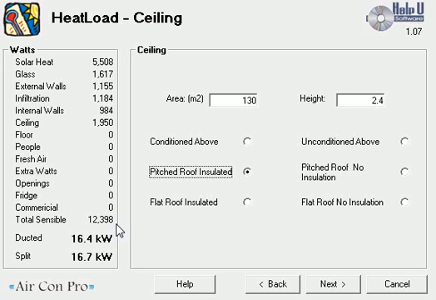There's no guesswork here. You notice the number here changing when I go to flat roof insulated, or when I go to pitched roof no insulation. You see the difference? This is how important insulation is. That's 24 kilowatts there, guys. That's a very, very big difference, and that's why you should always have an insulated roof.